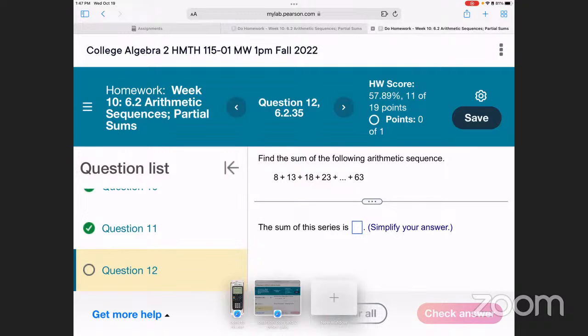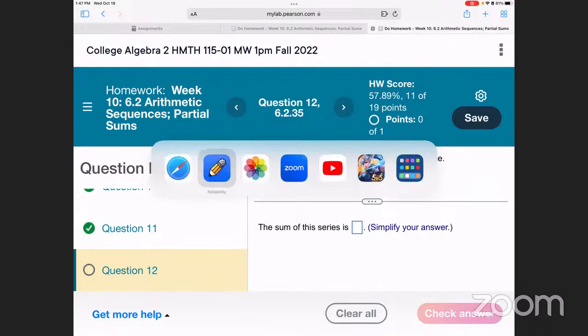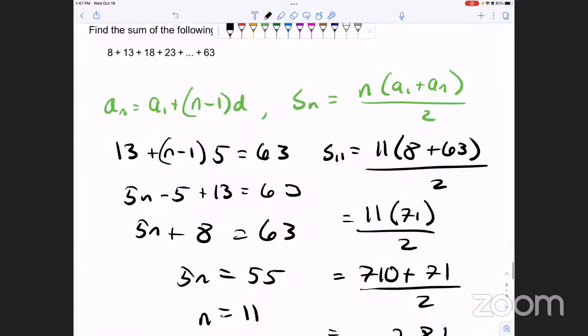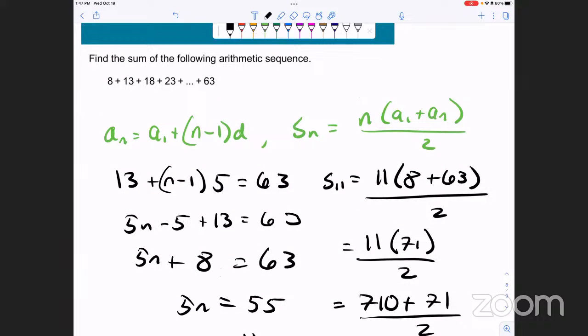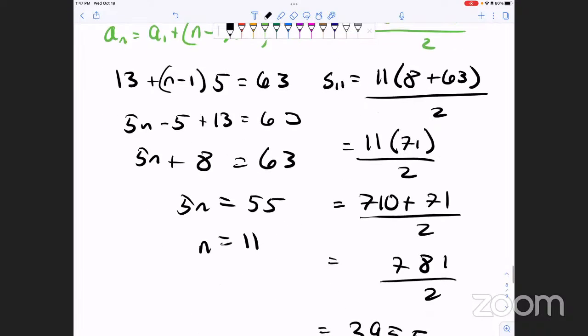Three and 2 is 5, right? I feel like we made some mistake because I don't think we should get a fraction, right? Maybe it's not 11. Let's look at it again. N minus 1. Okay. 13 plus n minus 1 times d equals 63. 5n minus 5. 5 and 3 is a positive 8. You subtract. Let's get 55. It looks like n is 11, right?